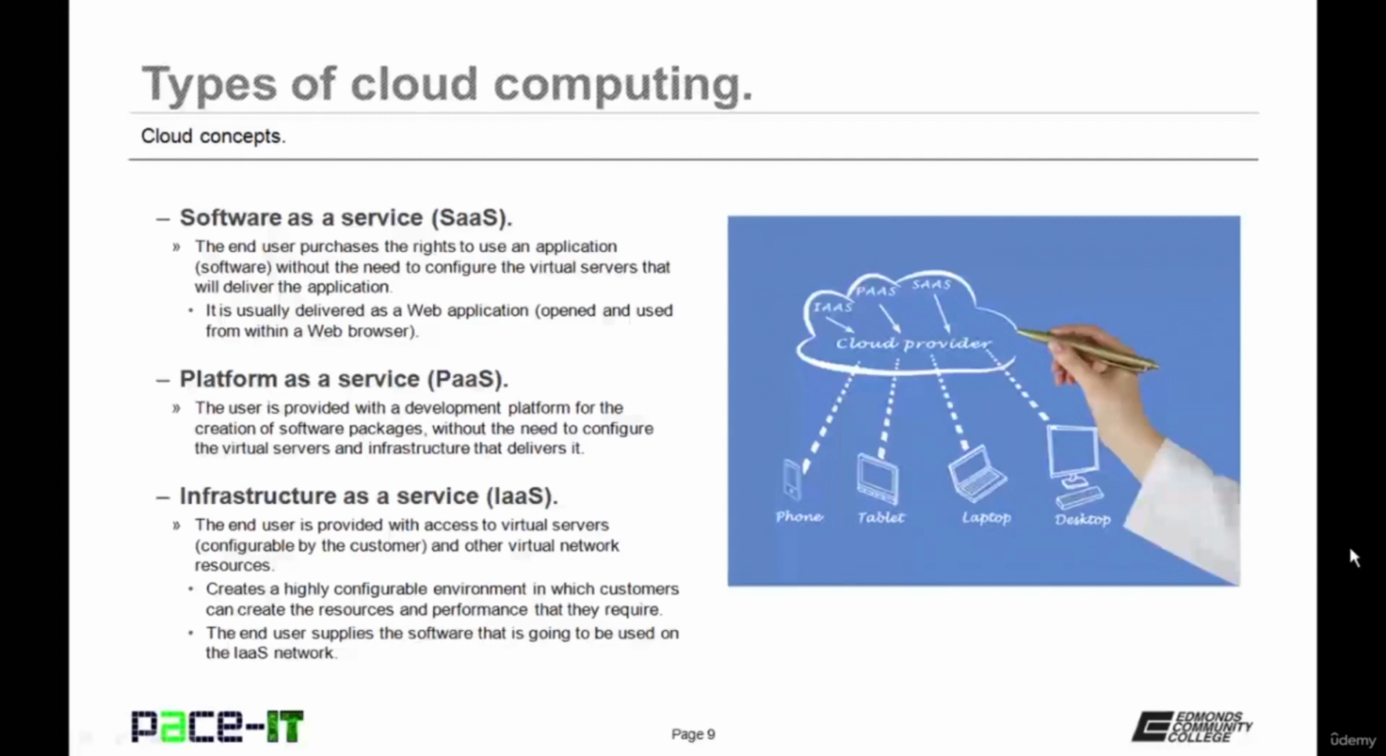And finally, there's Infrastructure as a Service, or IaaS. The end user is provided with access to virtual servers, which are configurable by the customer, and other virtual network resources. This creates a highly configurable environment in which customers can create the resources and performance that they require. In this situation, the end user supplies the software that is going to be used in the Infrastructure as a Service network, or they purchase additional SaaS applications.